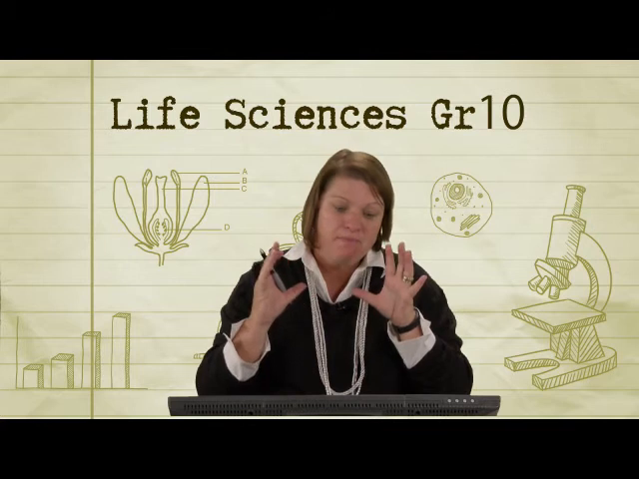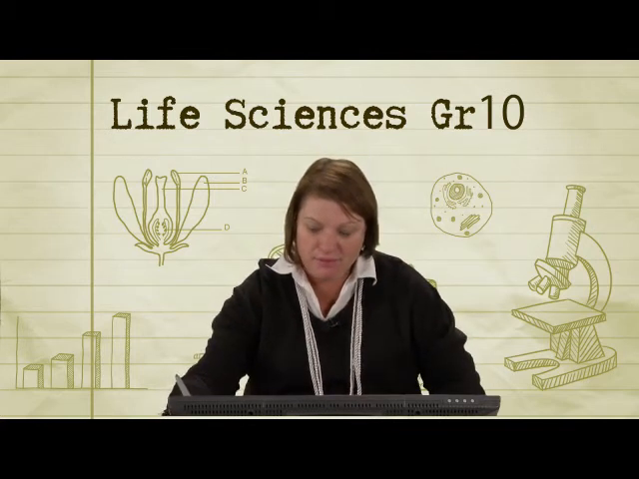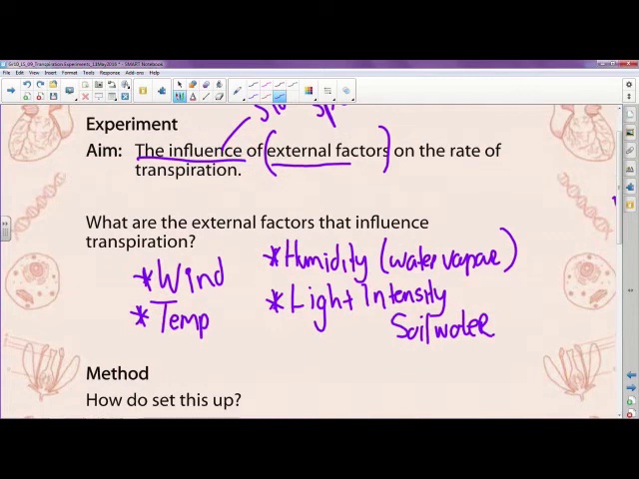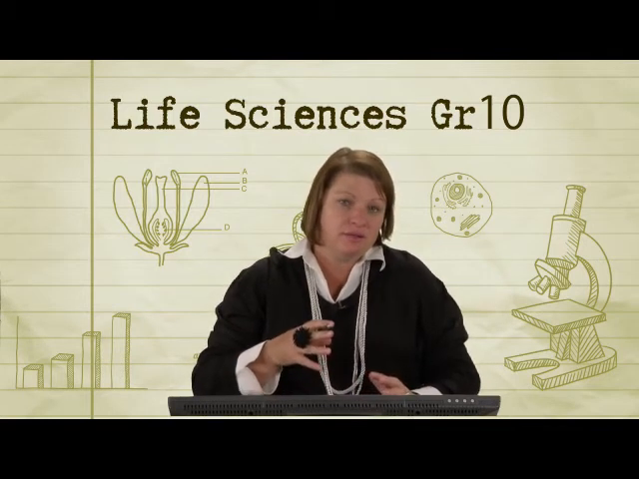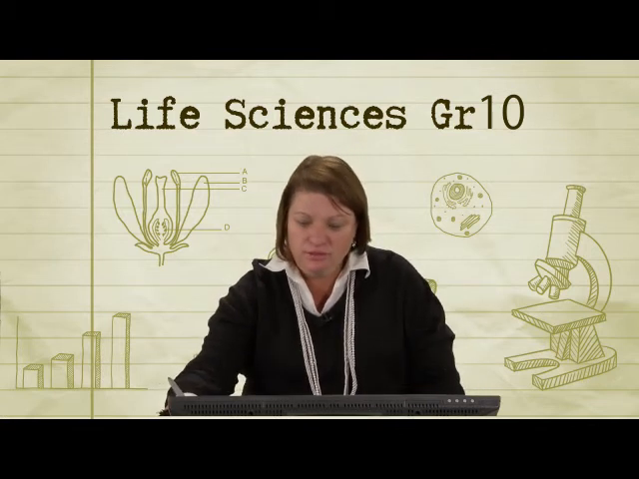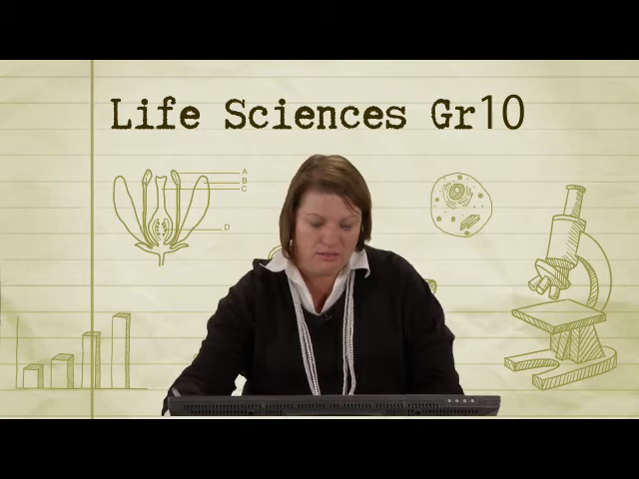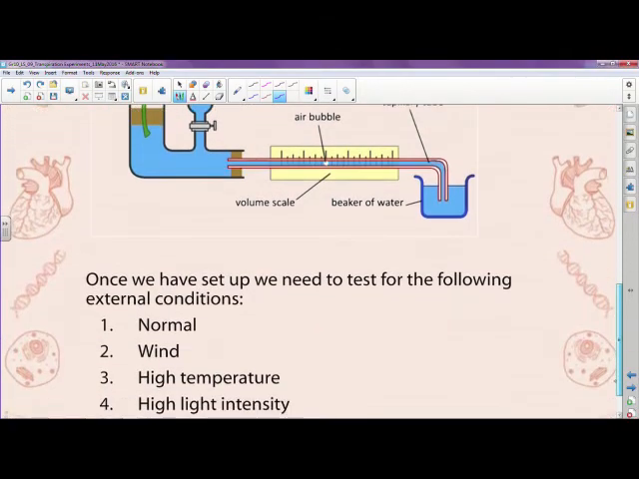Now, my whole aim, let's go back to the aim, is how do the external factors influence transpiration? So in my classroom, I need to have wind, high temperatures, high humidity, and high light intensity. I need to have all of those factors in my experiment. So obviously, I've got to use things that I might have available. Can any of you think of what I'm going to need? All right. So we need to test for these.